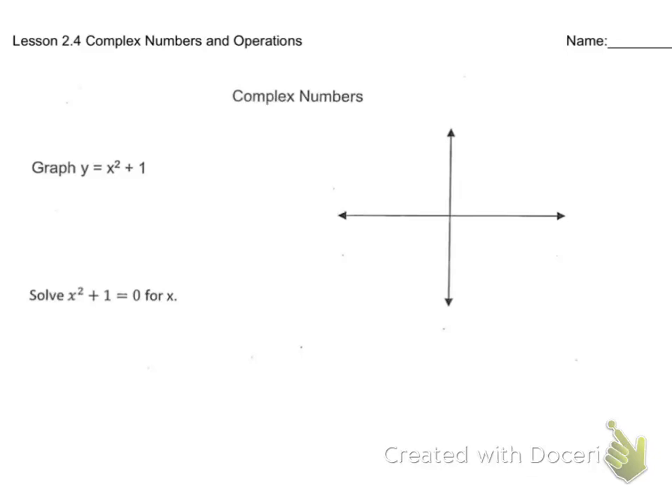If we graphed y equals x squared plus 1, there's no compression or stretch. It's not moved right or left. It would just be up 1. So it would be our parent function up 1. So the vertex would be at (0, 1). From there, it would be right 1 up 1, right 2 up 4, left 1 up 1, left 2 up 4.